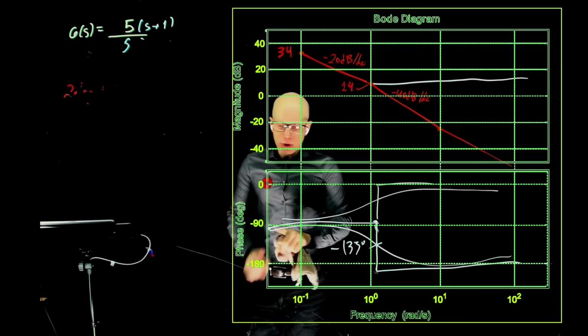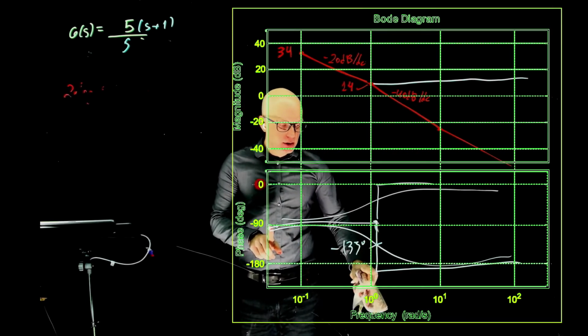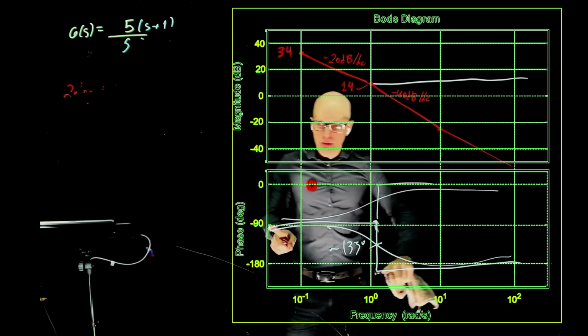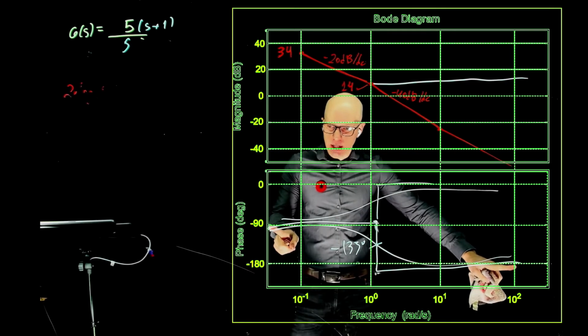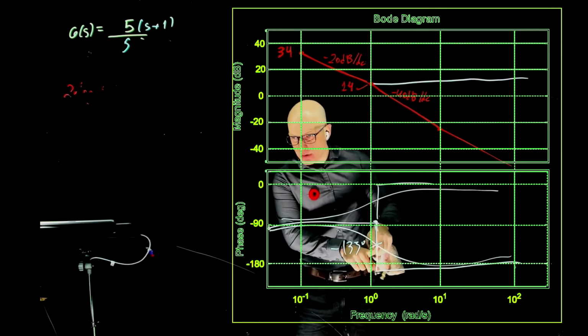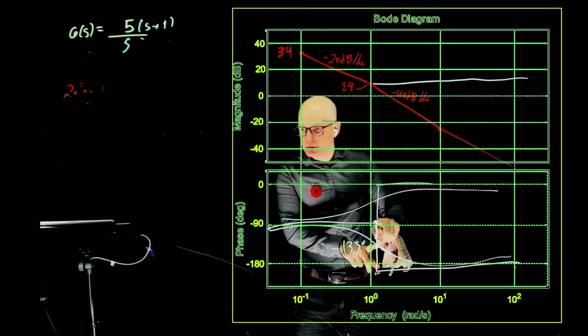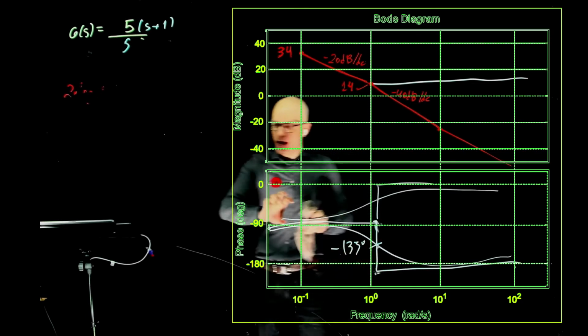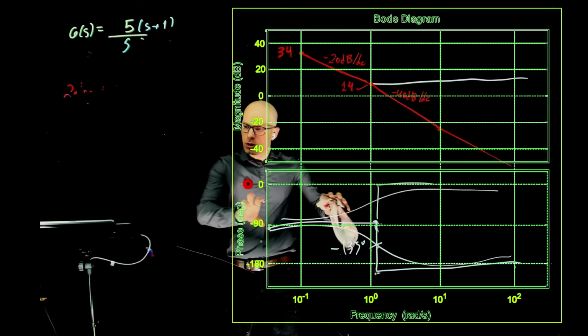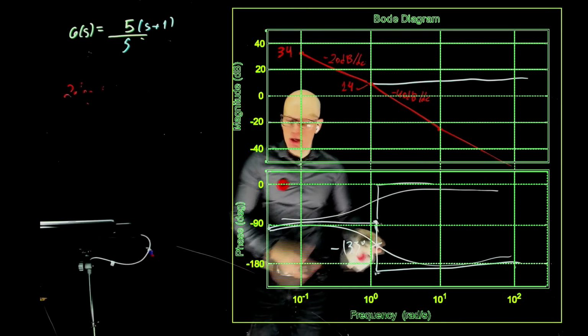So we were at negative 90. We crossed the pole. The pole now made the phase negative 135 at its cutoff frequency exactly. It just added negative 45, exactly as we had in the previous lecture. But there we had that pole isolated. Here, that pole contributes to something that already exists.